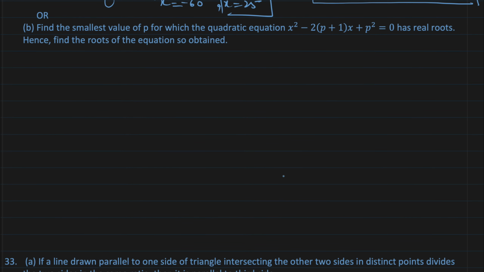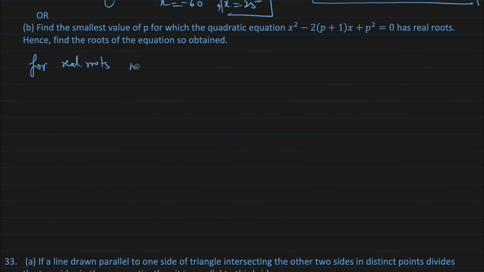Find the smallest value of P for which the quadratic equation x square minus (2P plus 2)x plus P square is 0 has real roots. Hence find the roots of the equation so formed. So first we have to calculate P. For real roots, we know what the condition is. What is the condition? I hope you know.